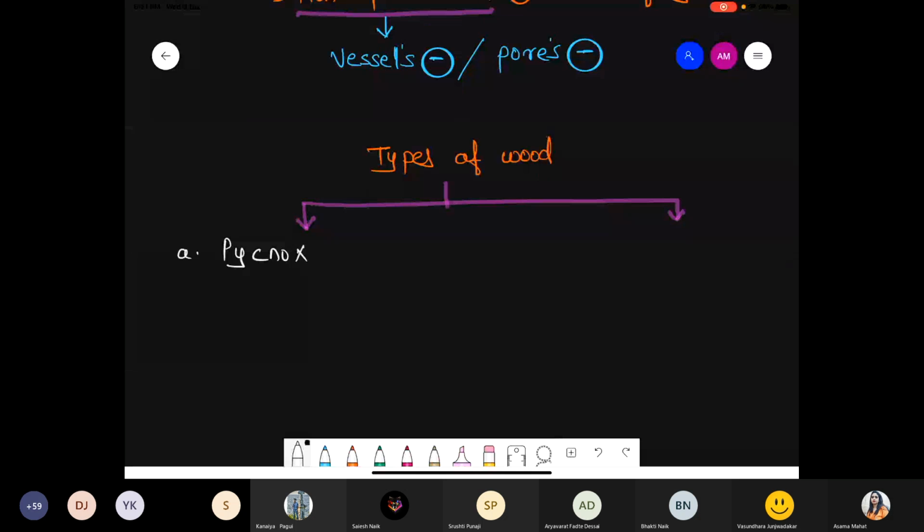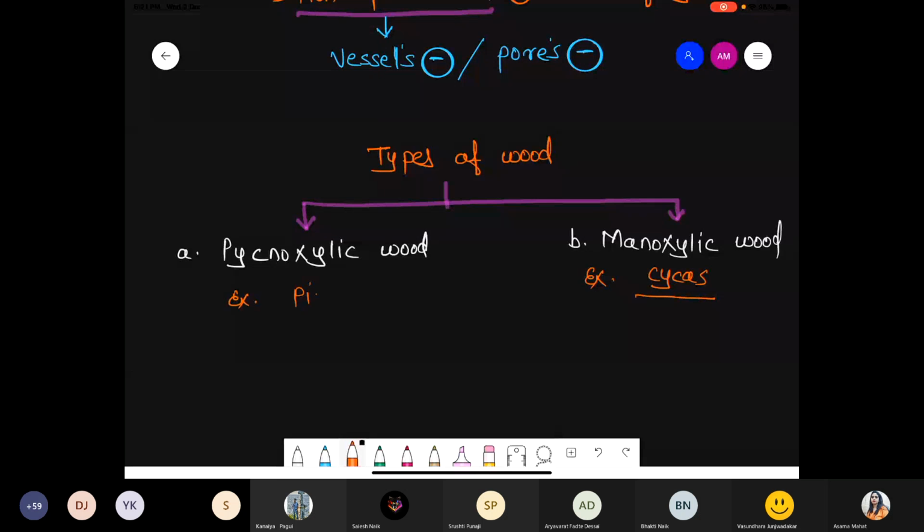Pycnocyclic wood. And the other one, number two, we are talking about mano. MANO, not mono. Okay, mano होना चाहिए. Manocyclic wood. Under the manocyclic wood, you have to remember one example, that is Cycas. And in case of pycno, the example is Pinus.